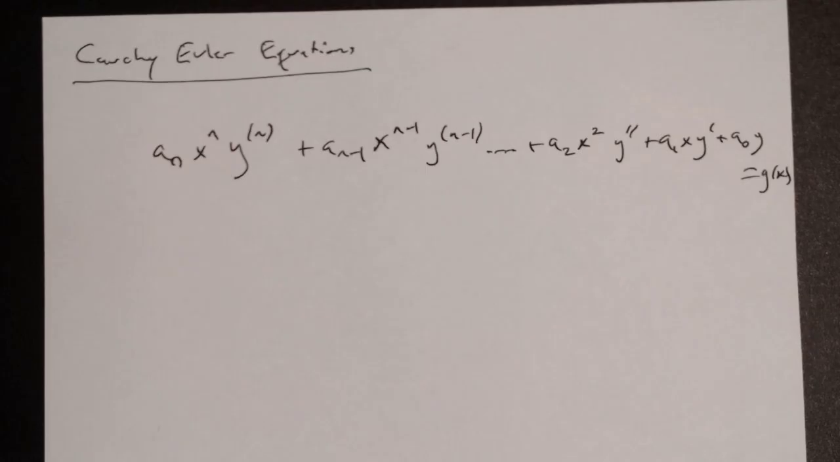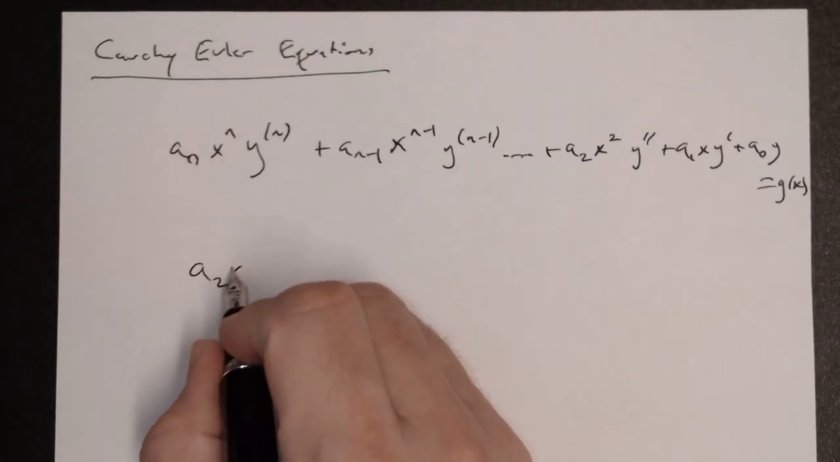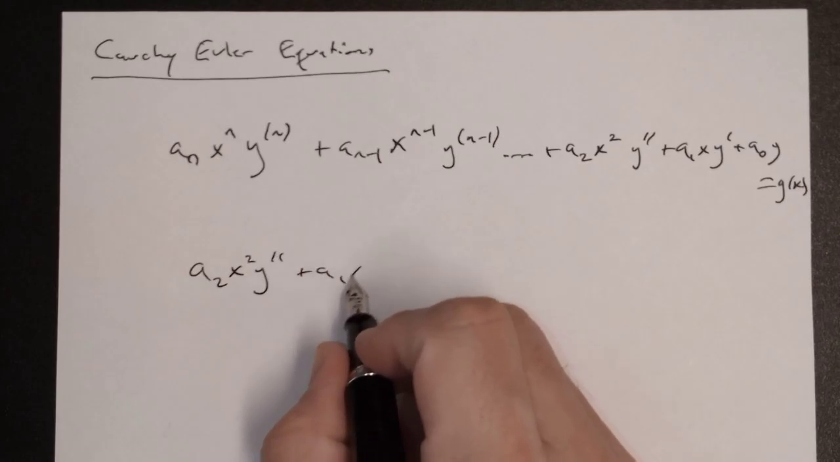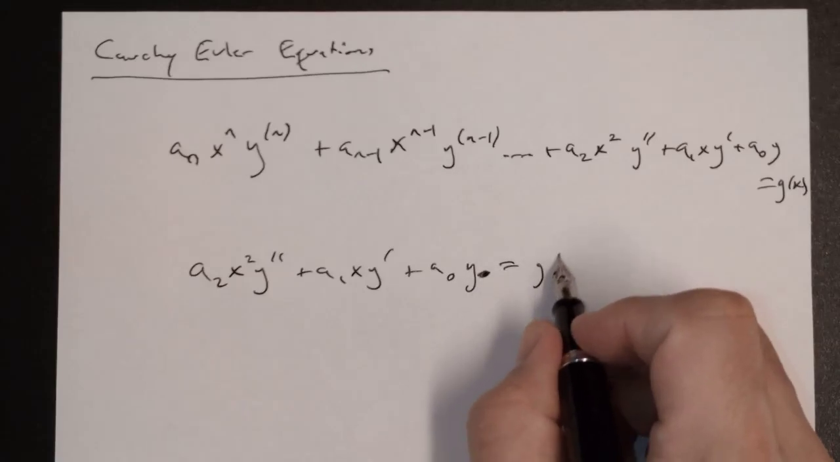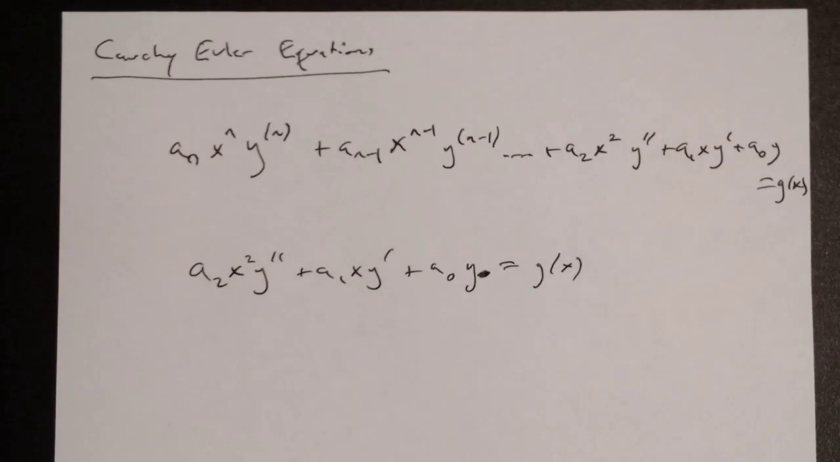So let's just start with the easiest non-trivial case. Let's look at a second degree version, the second order: a2 x squared y double prime plus a1 x y prime plus a0 y equals g of x. If the right-hand side is not zero, then I'm going to use variation of parameters. So I'm going to start with the idea that we're working with zero, and find our complementary homogeneous equation. And if I can find that, then I can use variation of parameters to find the part for g of x.